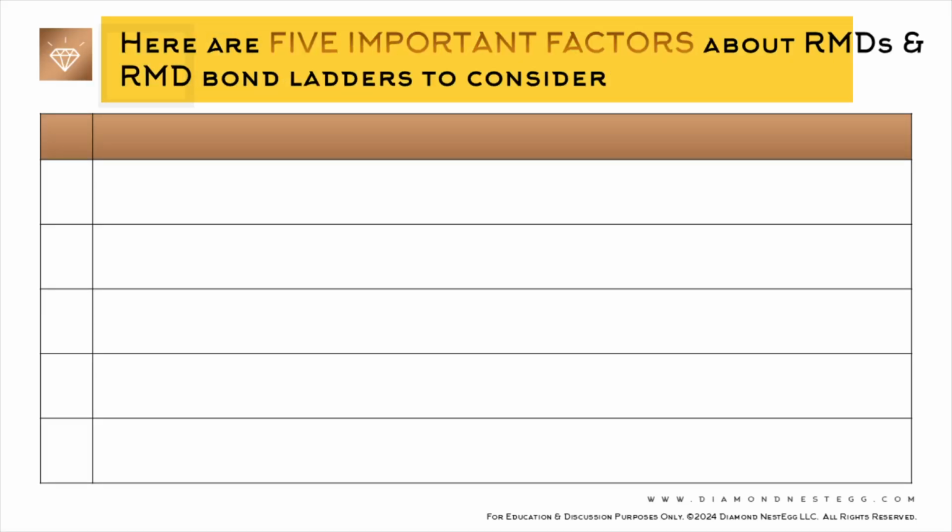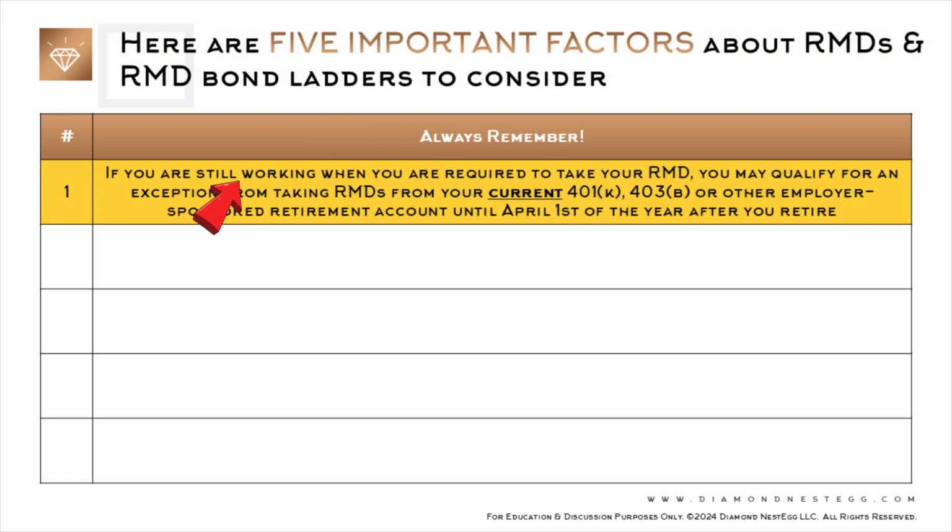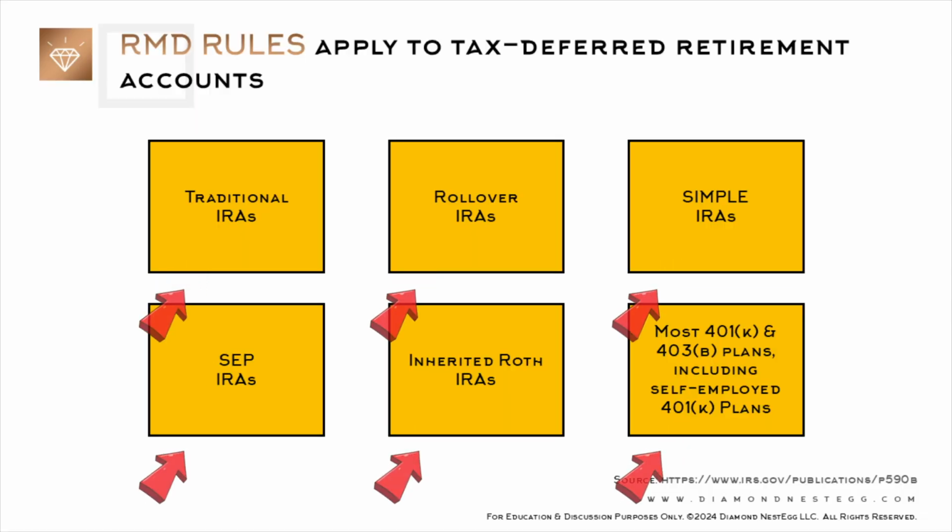So in addition to what we've just discussed, here are 5 important points about RMDs and RMD bond ladders to consider. Always remember, 1. If you're still working when you're required to take your RMD, you may qualify for an exception from taking RMDs from your current 401k, 403b, or other employer-sponsored retirement account until April 1st of the year after you retire. You would, however, still have to take RMDs from all of these accounts here, as well as any other former employer-sponsored retirement accounts of which you're no longer an active participant.